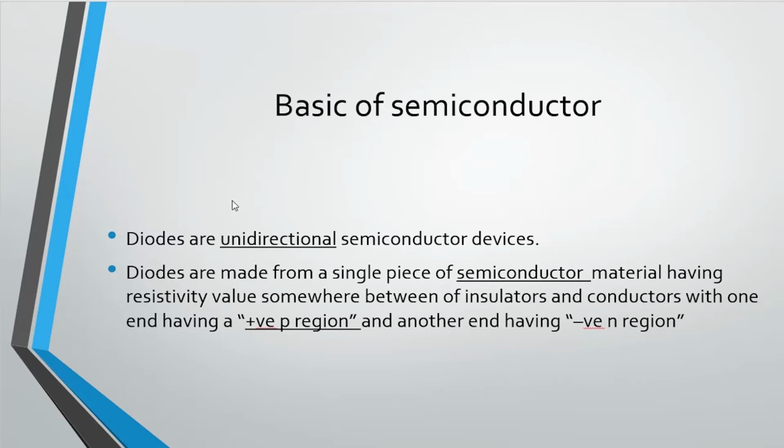So here we will define diodes. What are diodes? Diodes are unidirectional semiconductor devices. By the word unidirectional, what we mean is that the current should flow in one direction. The diodes also do the same thing. Diodes are those devices that only allow current to flow through them in one direction, acting more or less like an electric valve.